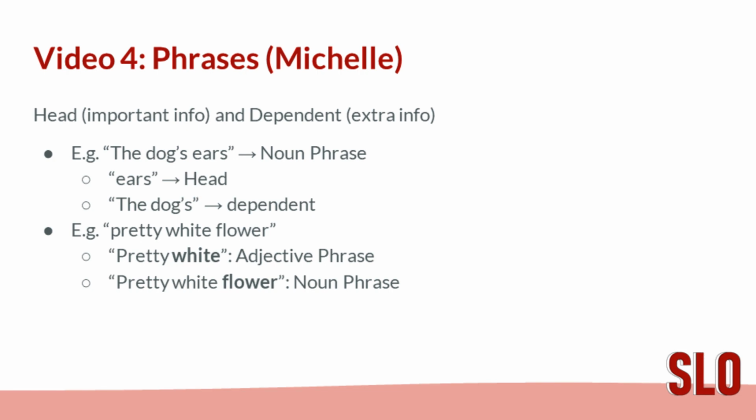Here, I would like to introduce the concepts of head and dependent. The head is the important part of the phrase, while the dependent just provides more information. Let us now look at another phrase, "pretty white flower." The words pretty white can be substituted with just one adjective, hence they form an adjective phrase together. As for the phrase pretty white flower, it can be substituted with just one noun, i.e. flower, so it is a noun phrase.